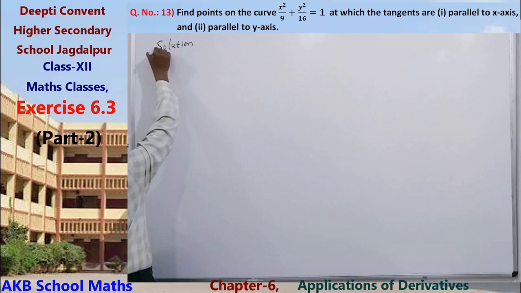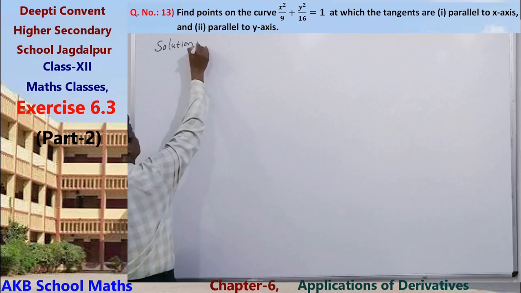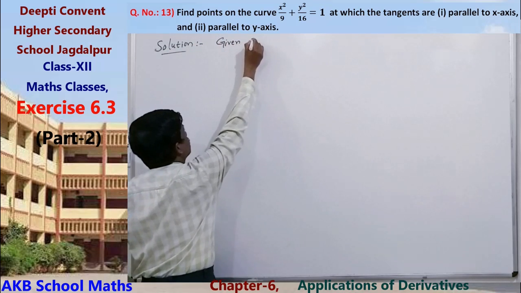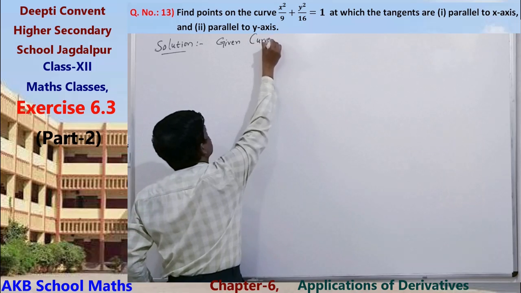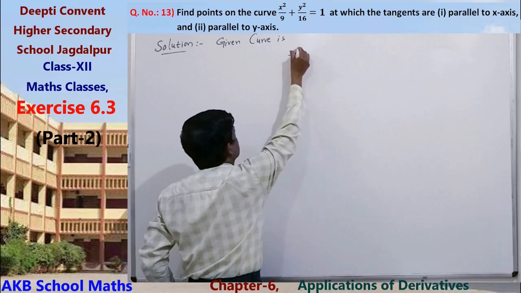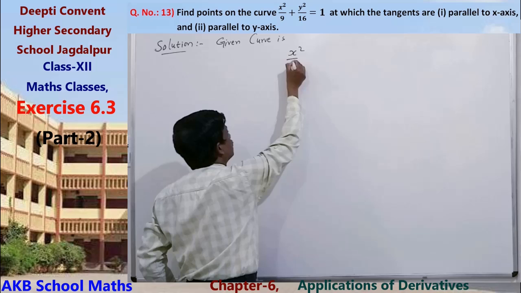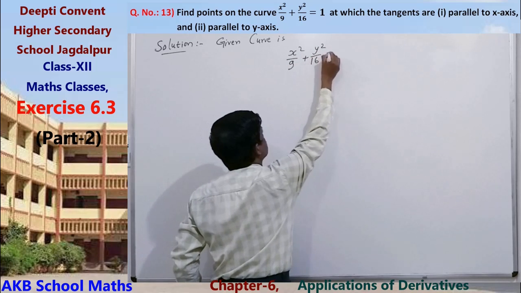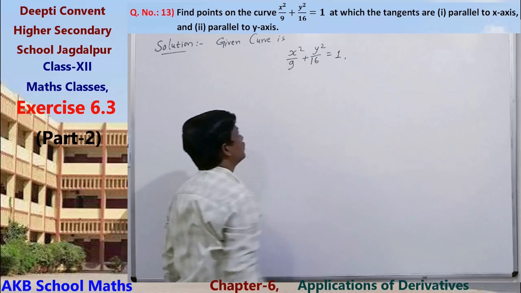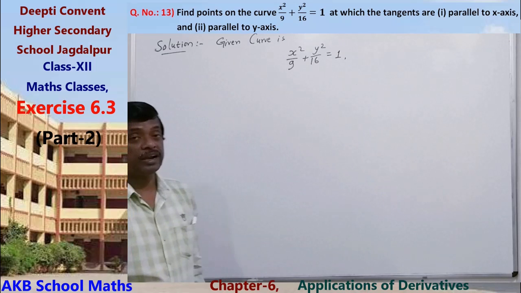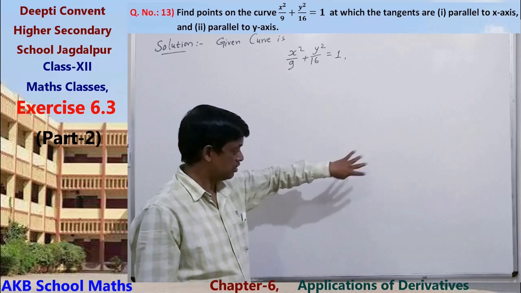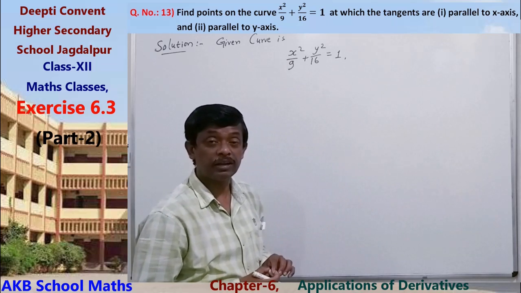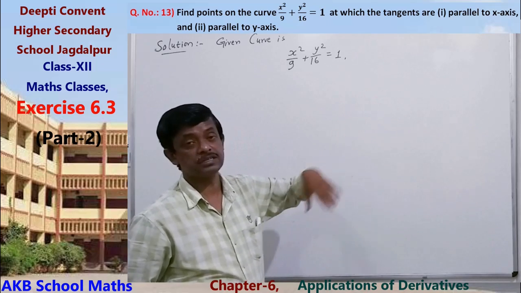Solution. Given curve is x square by 9 plus y square by 16 equals to 1. We have to find points on this curve, this is an ellipse, where tangents will be parallel to x-axis and parallel to y-axis.